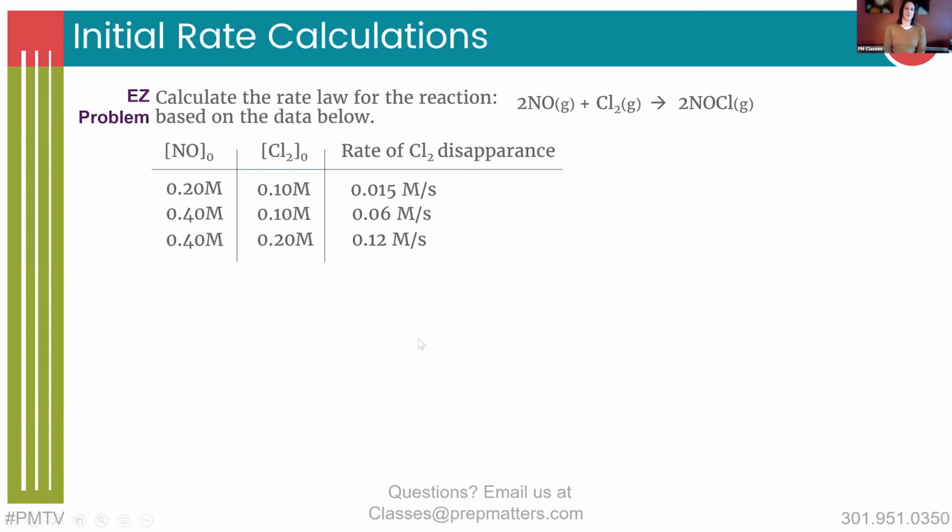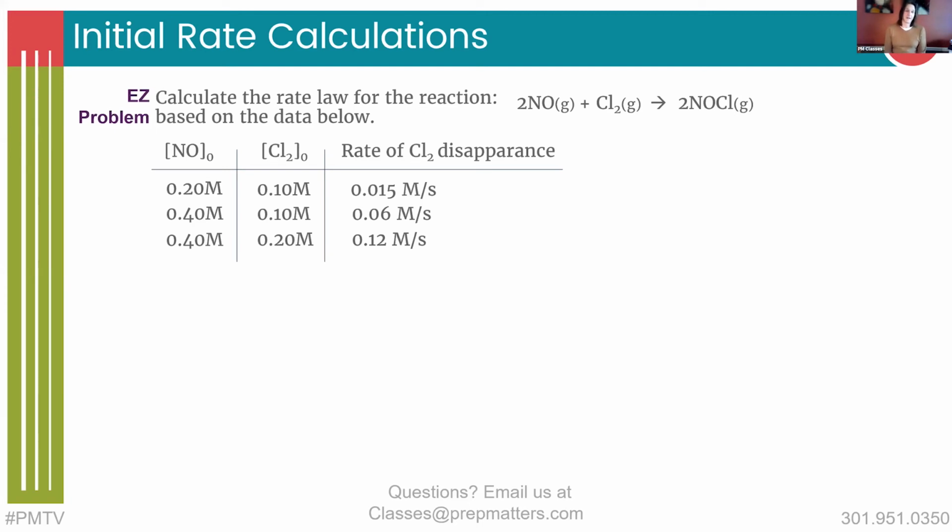So let's look at a token problem like this that we might see on an AP, right? Calculate the rate law for this reaction. So we have 2 nitrous oxide plus chlorine goes to 2 NOCl. We want to calculate the rate law for that reaction based on the data below. So what I have here is I've got 3 trials, trial 1, 2, and 3, with different initial nitrous oxide and different initial chlorine concentrations. And they've measured the initial rate of chlorine disappearance, which in this case would in fact be the rate of reaction R, because the stoichiometric coefficient of chlorine is 1, so it's basically R.